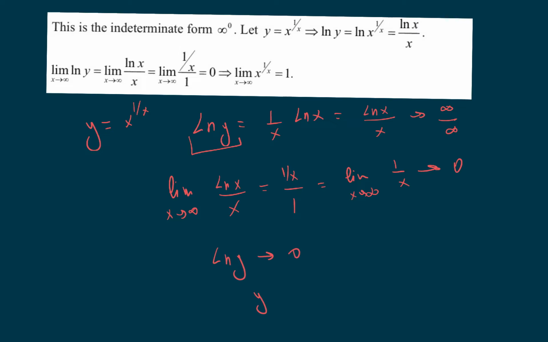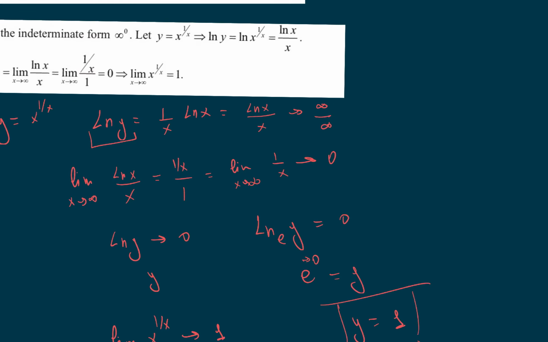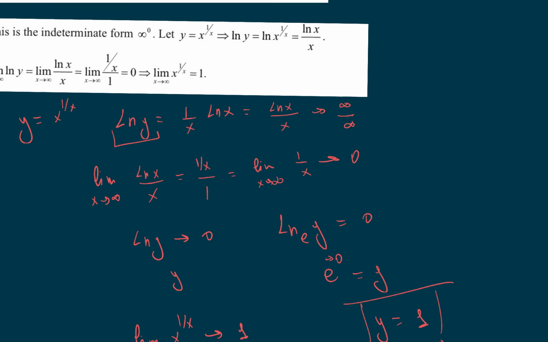So y, who is y? Natural log in base e of y approaching 0 means that y approaches e to the 0. So y approaches 1. So the limit as x goes to infinity of x to the 1 divided by x is 1. Wow! Impossible to do it without L'Hopital's rule. Let's go to the next.